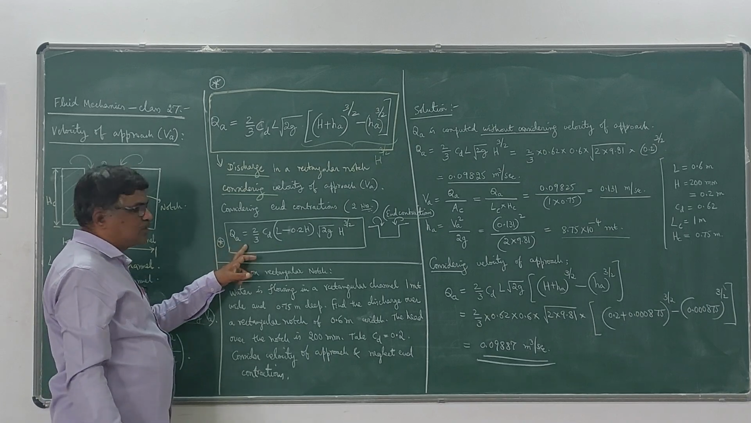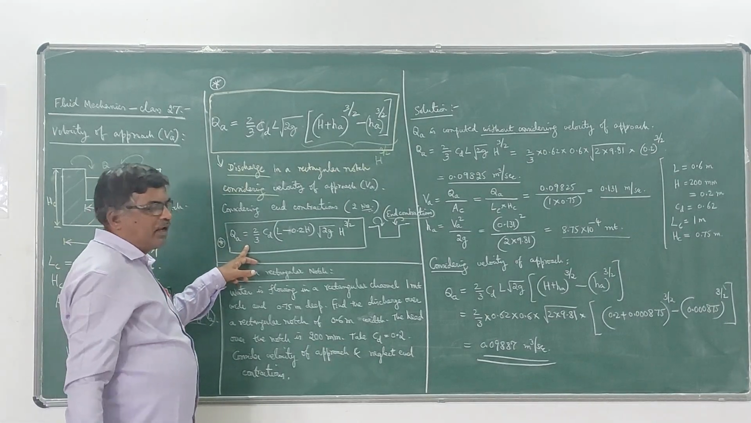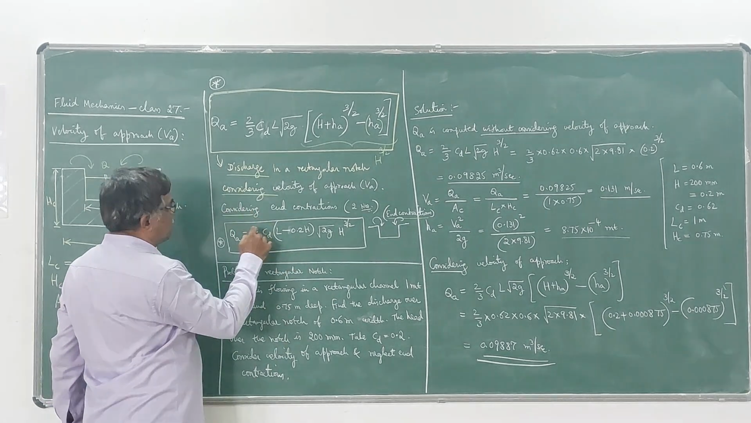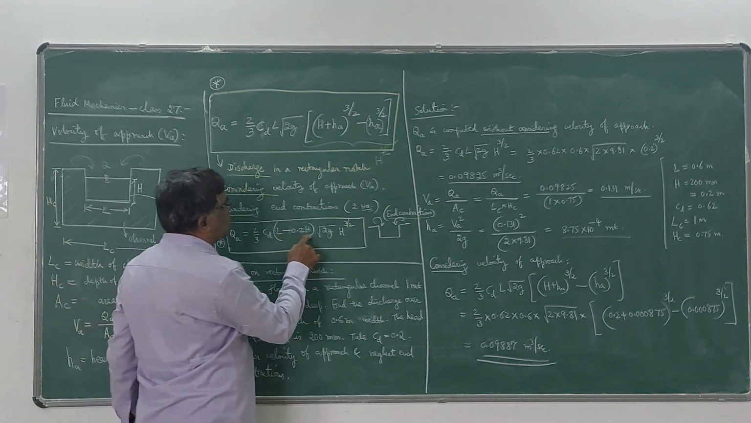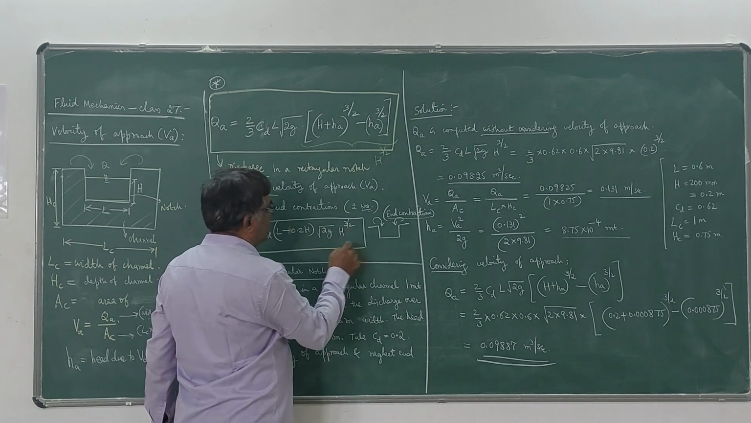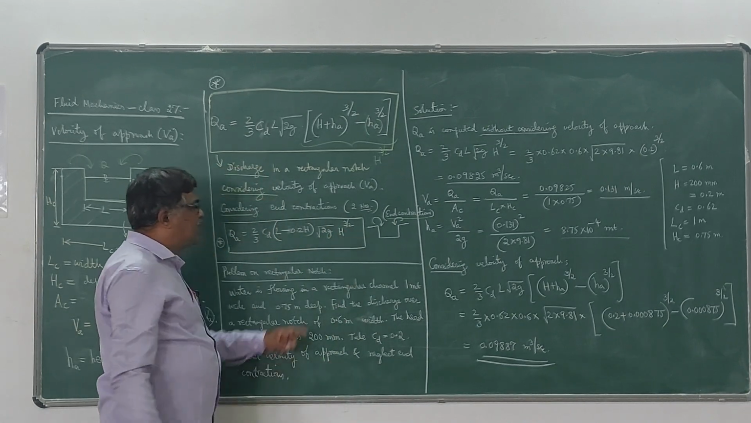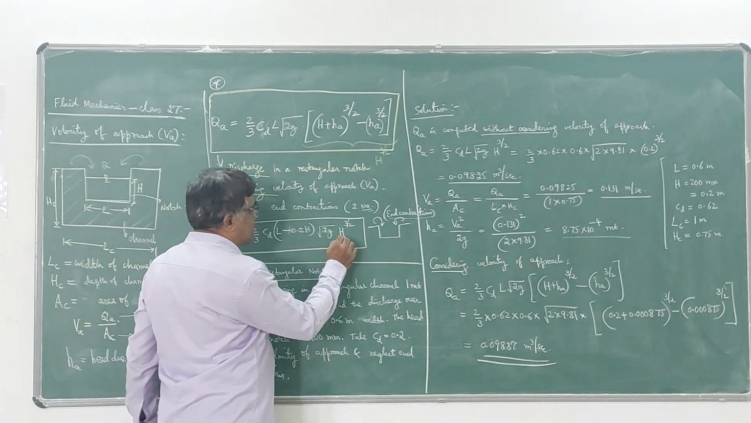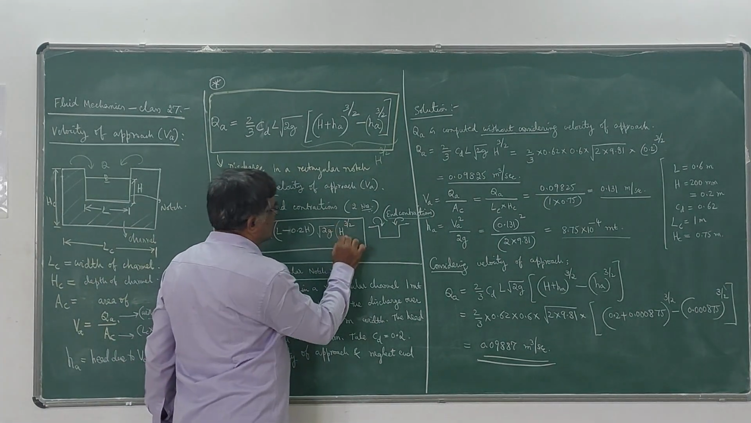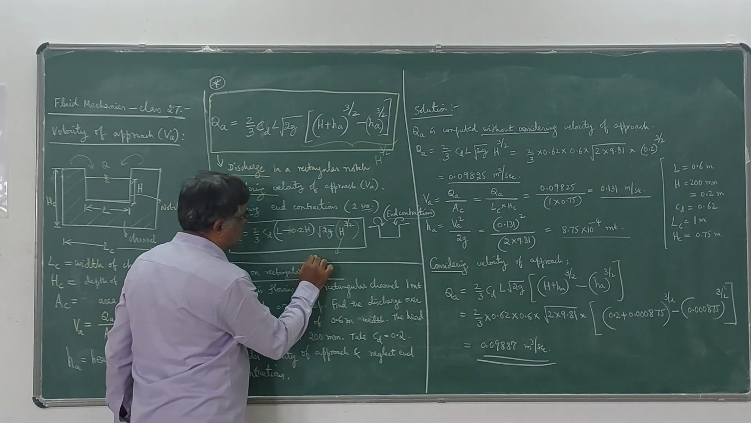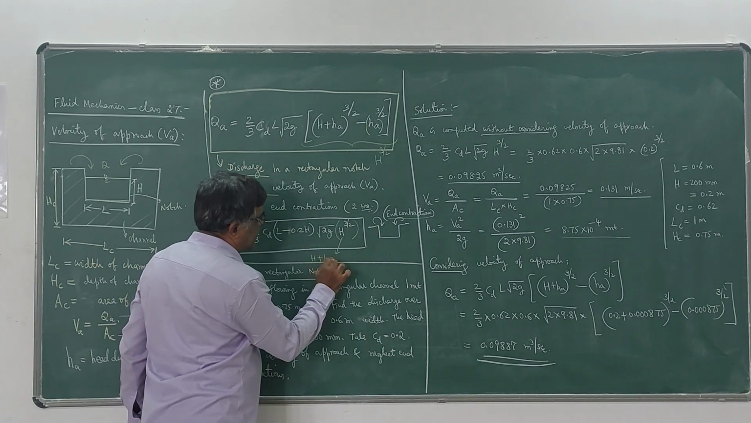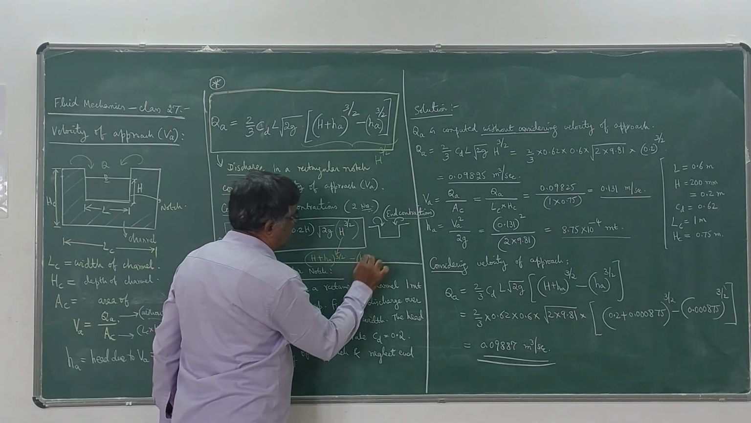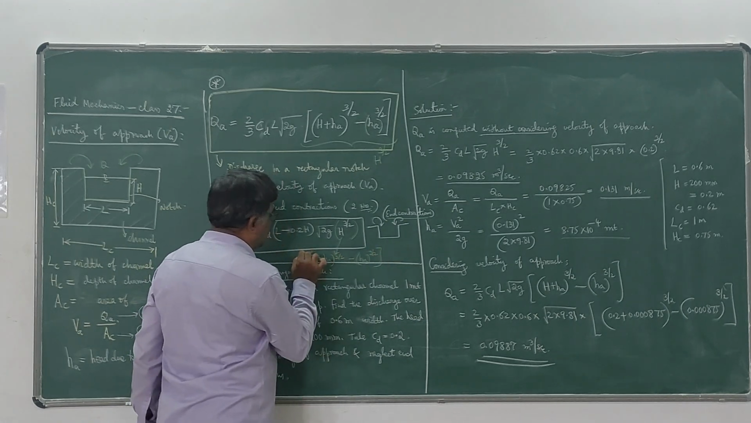Therefore, if you have two end contractions, the discharge equation of a rectangular notch considering end contraction becomes 2 by 3 CD into (L minus 0.2 H) root 2G H to the power of 3 by 2. But of course, I have not considered the velocity of approach here. If I consider the velocity of approach, the same equation can be written with the H to the power of 3 by 2 term becoming (H plus HA) to the power of 3 by 2 minus HA to the power of 3 by 2. So this is the difference.